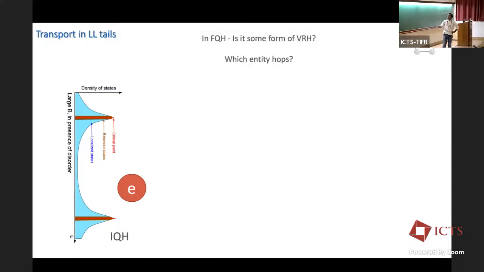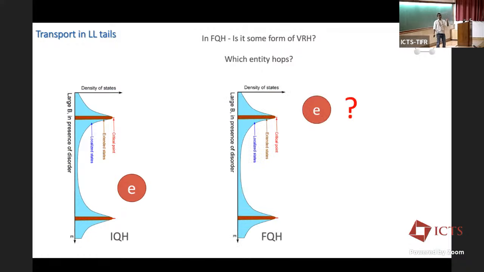The question is, in the fractional quantum Hall regime, do I have some kind of variable range hopping? What decides the transport in this localized regime? And if there is hopping, which is the entity doing the hopping? Is it electrons which are hopping? Is it composite fermions which are hopping? What do I even mean by composite fermions hopping from place to place? Because these are quasi-particles.